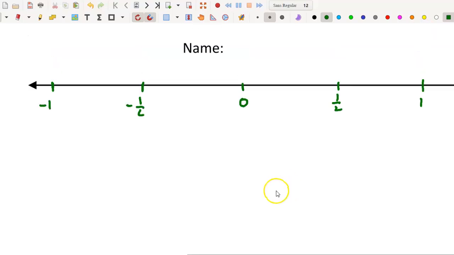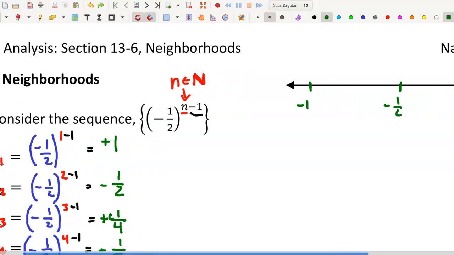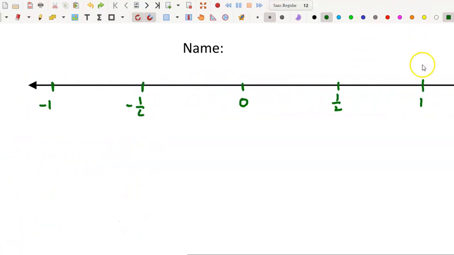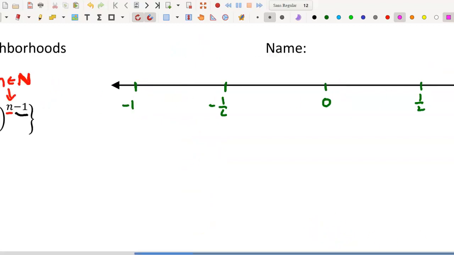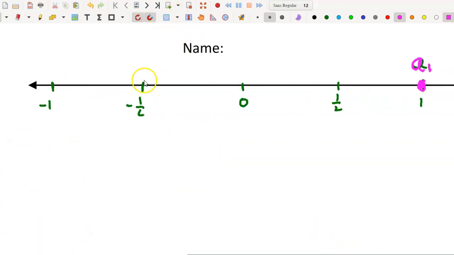And let's plot these answers that we just got. So we have, oopsie. So we have 1, so A1 would be right here. Do a different color. And then A2 is over here at, work this out, A2 is at -1/2, so that'd be right here.